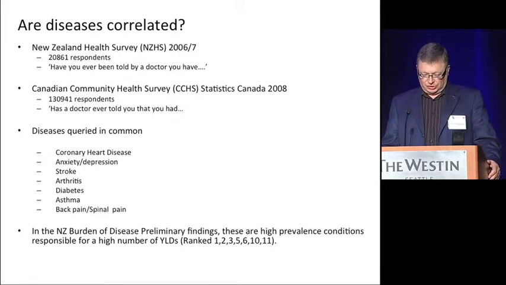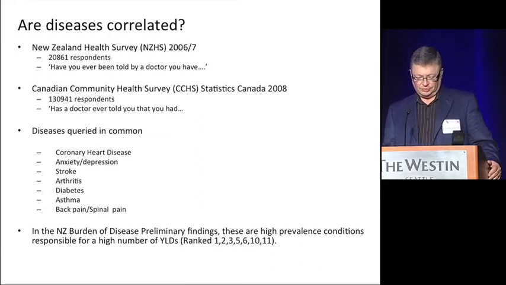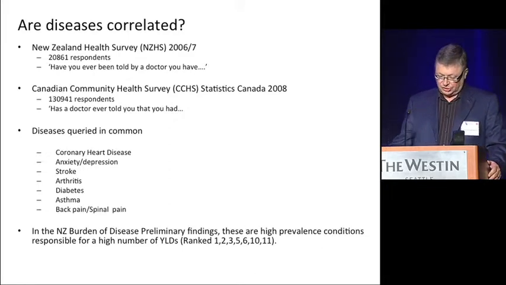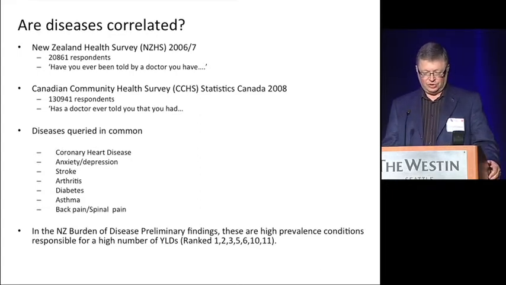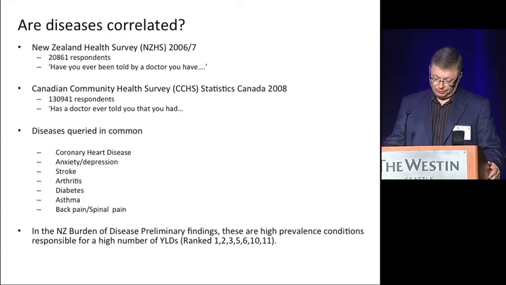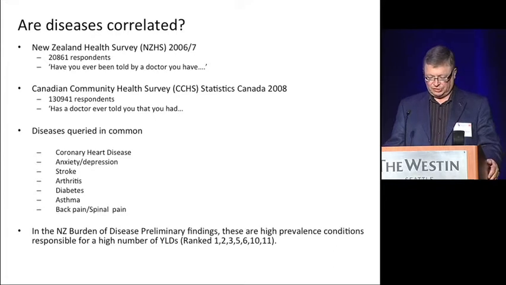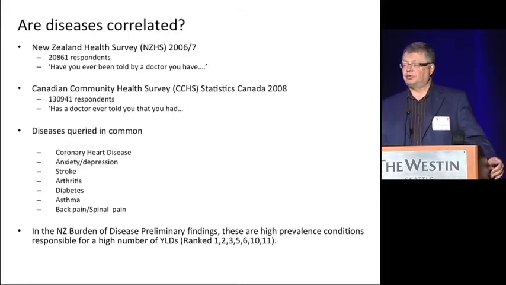There were differences in the diseases about which questions were asked and in the age groups in which data had been assembled, necessitating some data reorganization. Identical final data sets were created for each survey with 7 10-year age groups from ages 15 to 24 through to ages 75 plus. The 7 diseases where we had data in common are given on the slide. In the New Zealand Burden of Disease Study, these are high prevalence conditions responsible for a high number of YLDs. The top 3, 5 of the top 6, and 7 of the top 11.